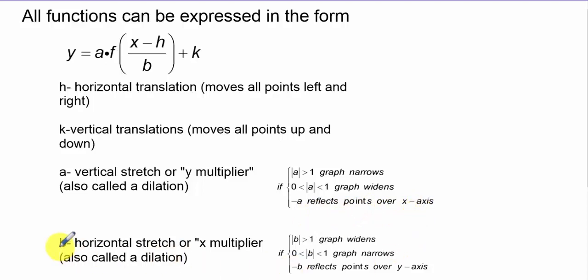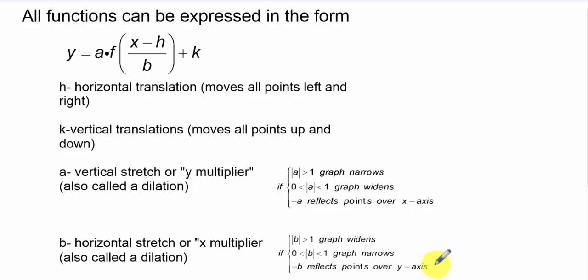B, we said, was the horizontal stretch factor. And when b is greater than 0, it opens the graph wider or stretches it wider relative to x. When b is less than 0, it narrows the graph, all right? And when that narrows the graph, it compresses it horizontally. And if b were negative, it would actually reflect, it would take x's going from positive to negative, so it reflects over the y-axis.